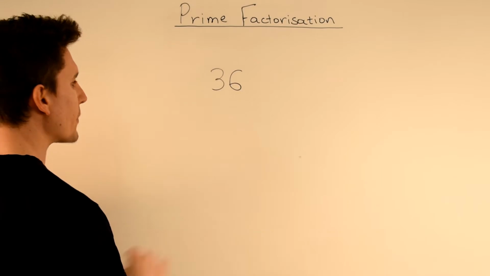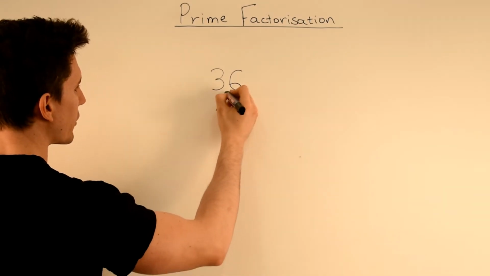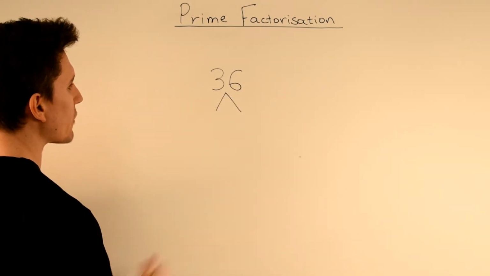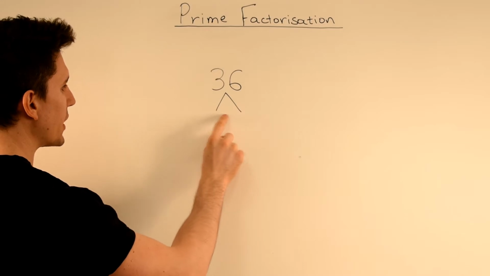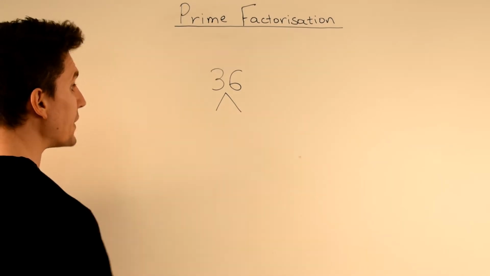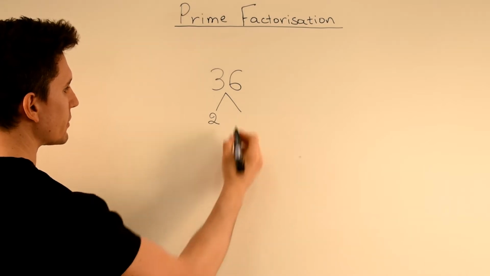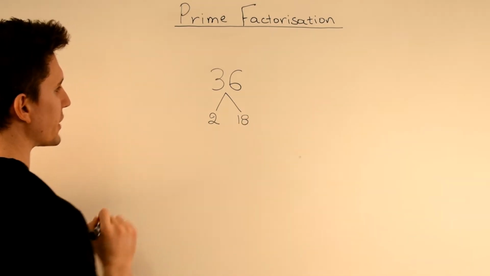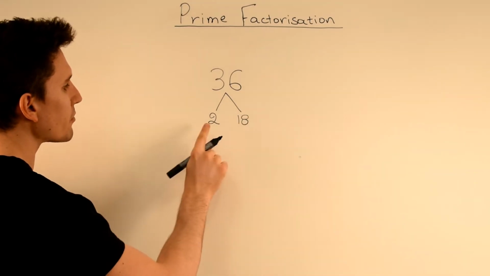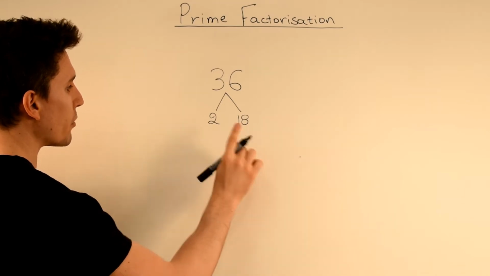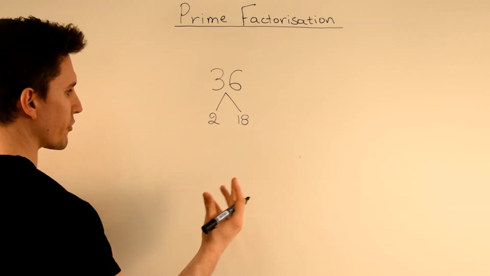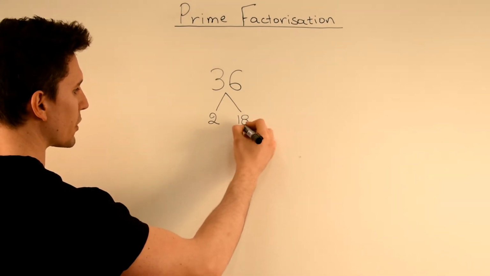What does that mean? Well, we start by drawing two arrows and thinking of how do we write down 36 as something times something else. An easy way of doing this is writing it down as 2 times 18, because 2 times 18 gives us 36. Now we can't break 2 up anymore, but we can write down 18 as a product of two numbers, which means two numbers multiplied together.